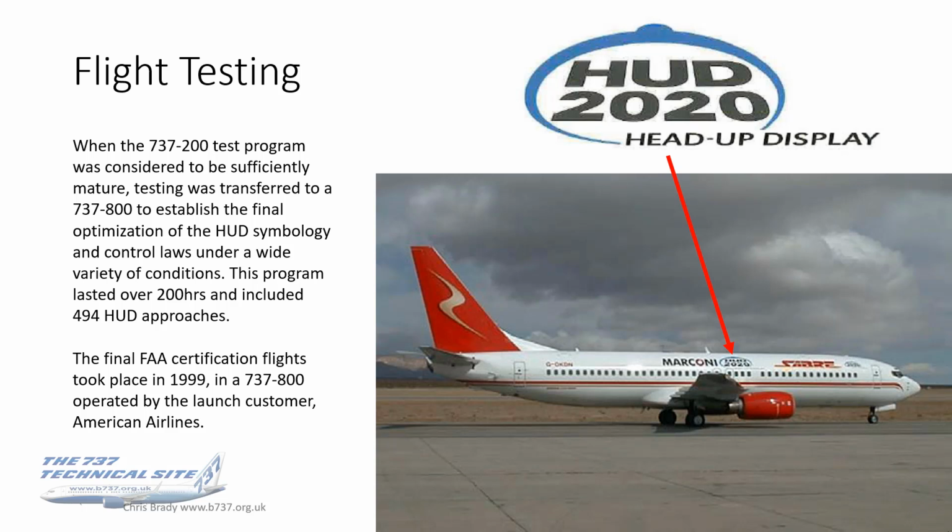They needed to do the final part of the testing on an NG, in particular an 800, what the initial STC was for, to get the final optimization of the HUD symbology and control laws for the NG. So that's where the control laws come in. So they did over 200 hours in this 800, just shy of 500 HUD approaches, and it was finally signed off in 1999. And the launch customer for this was American Airlines, who I think still operate it today.